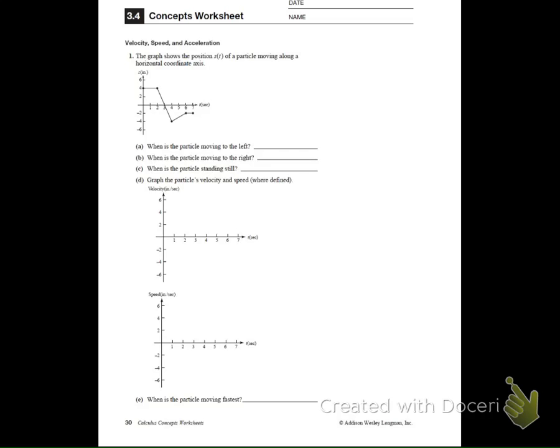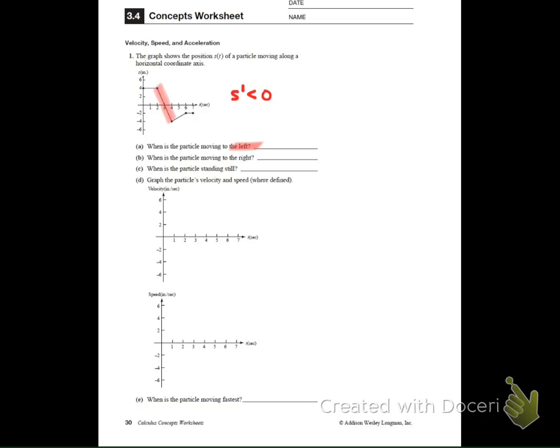First course of business is to figure out when the particle is moving to the left, and I'm going to start using red, at least in this video. Red representing to the left. As we talked about in class, we know to the left is when the position slope is negative. So if you check your chart, the position slope being negative would be right there.